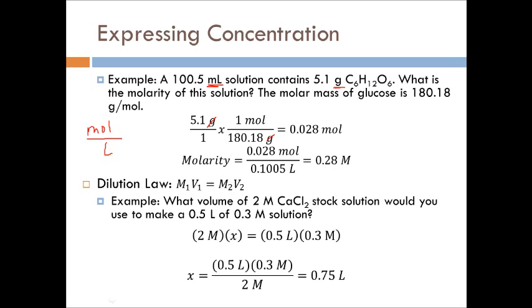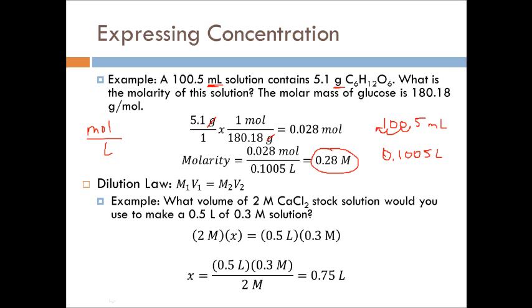Now we're given milliliters here, and our answer has to be in liters. So remember to go from milliliters to liters, you're either dividing by 1,000 or you're moving the decimal 3 to the left. So if we move the decimal 3 to the left, we get basically 0.1 liters. Okay, so we divide the moles by liters, and you end up with 0.28 molar, which is big M. Okay, again, molarity is going to be the most common way that you describe concentration.